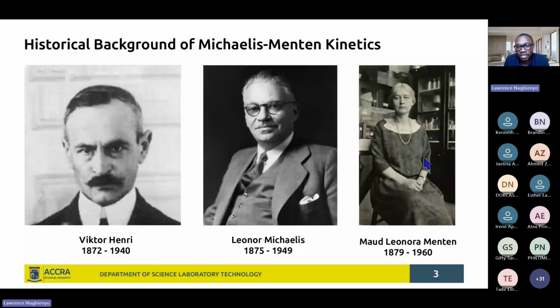So you have Leonora wanting to participate in scientific research. She wants to go into scientific research, and yet at the time in Canada, it was impossible for women to engage. She worked together with Leonard Michaelis. So that was when they came up with the Michaelis-Menten equation.